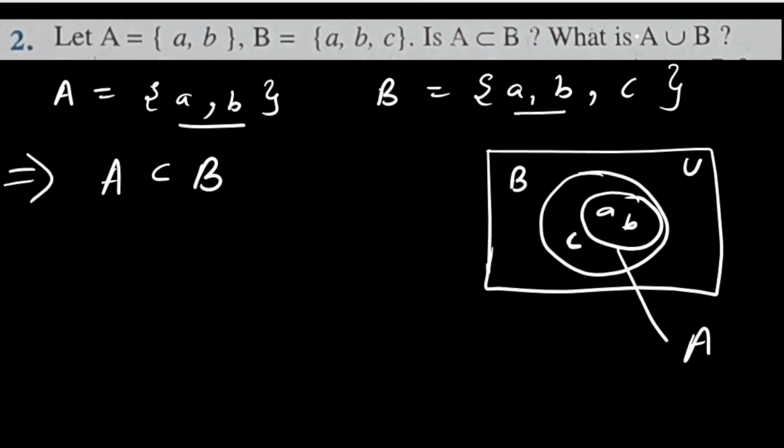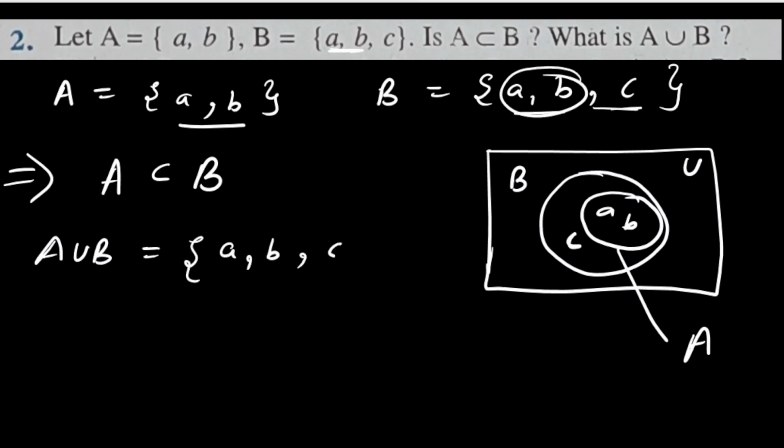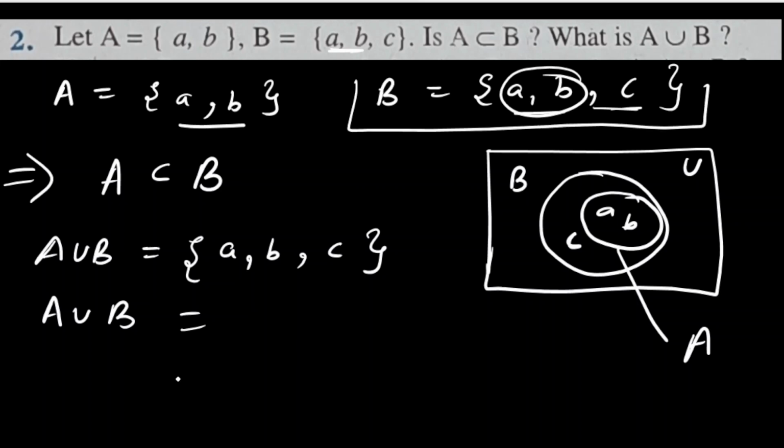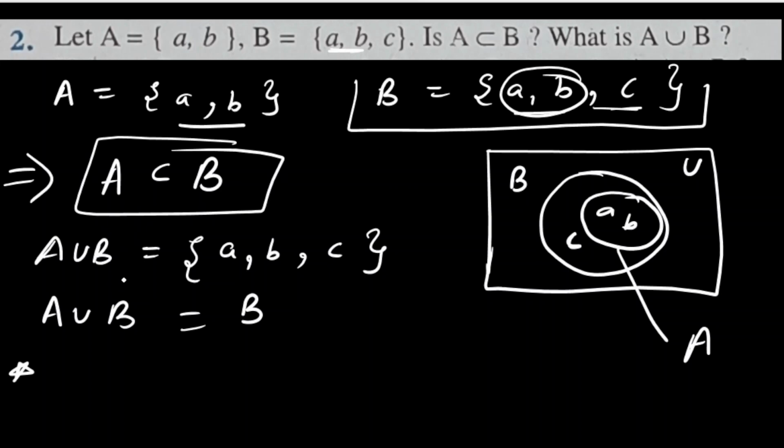Now the question is, what is A union B? So let's find A union B. A union B means all the elements of A as well as B. So A's elements I'll write first: a, b is covered. Then in B I don't have to write a, b again because I have already written them. The last element of B is c, that's also what I'm writing. So A union B is equal to {a, b, c}, but if you see, {a, b, c} is what? This is set B. So here is a very important thing: if any set is a subset of another set, like here in this question A is a subset of B.